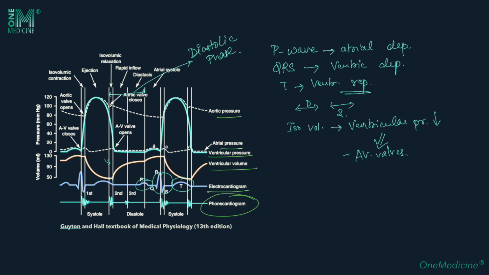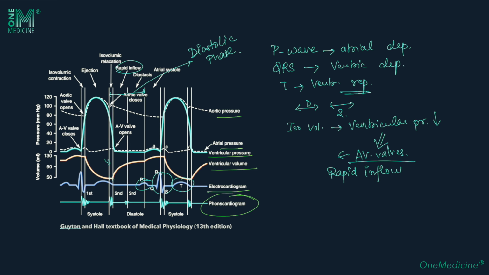sudden gush of blood from the atria to the ventricles. Please remember that when the ventricles were undergoing repolarization, the atria were getting filled with blood. So as soon as the AV valves open, there will be a rush of blood from the atria to the ventricles. This is called the rapid inflow.